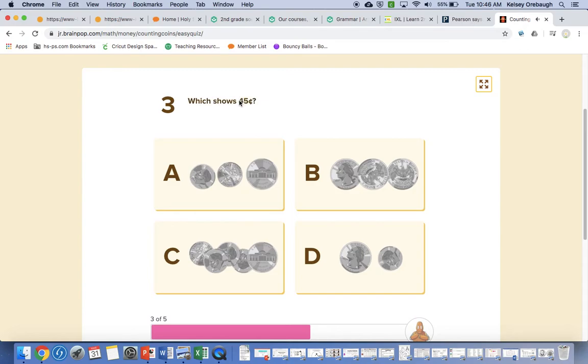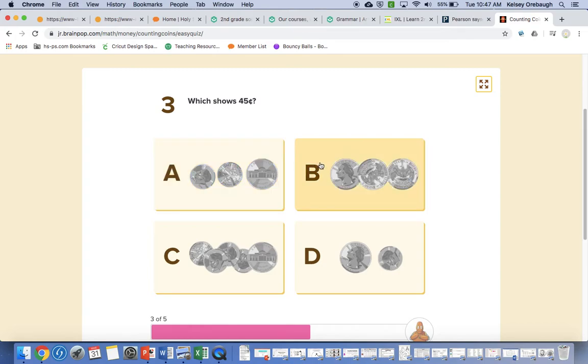Which shows 45 cents? All right, once again, let's look at these collections of coins and figure out which of these options shows 45 cents. A shows 2 dimes and a nickel. Dimes are worth 10 cents, a nickel is worth 5. Let's count by 10 first, and then we'll add the 5. 10 plus 10 is 20, plus 5 is 25. Nope, that does not show 45 cents.